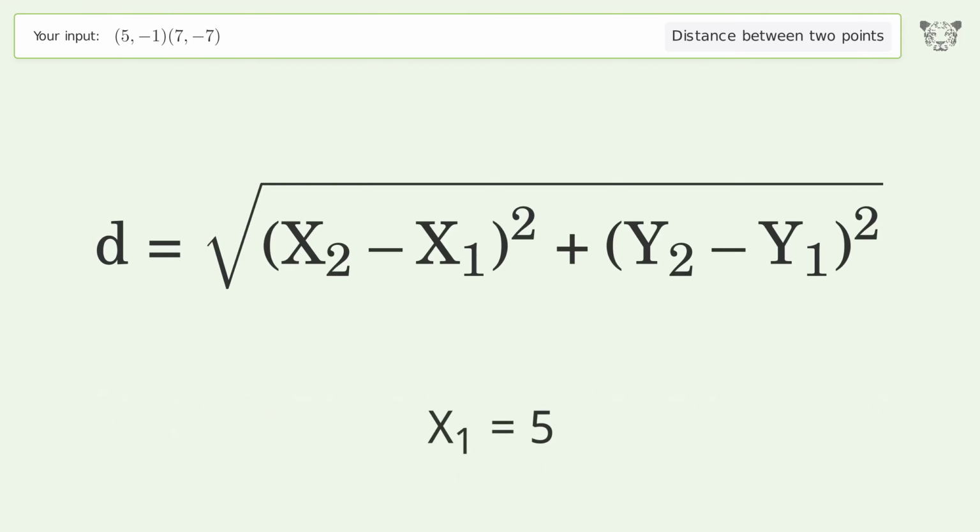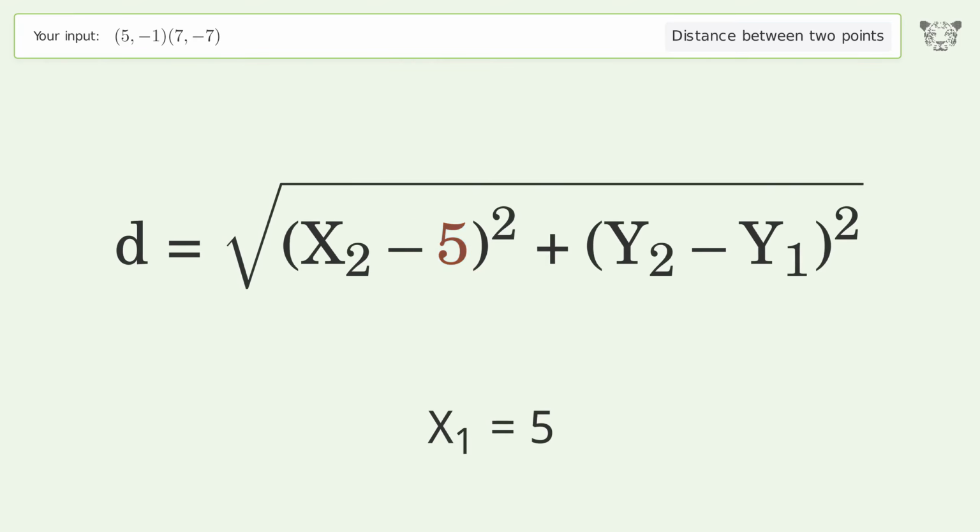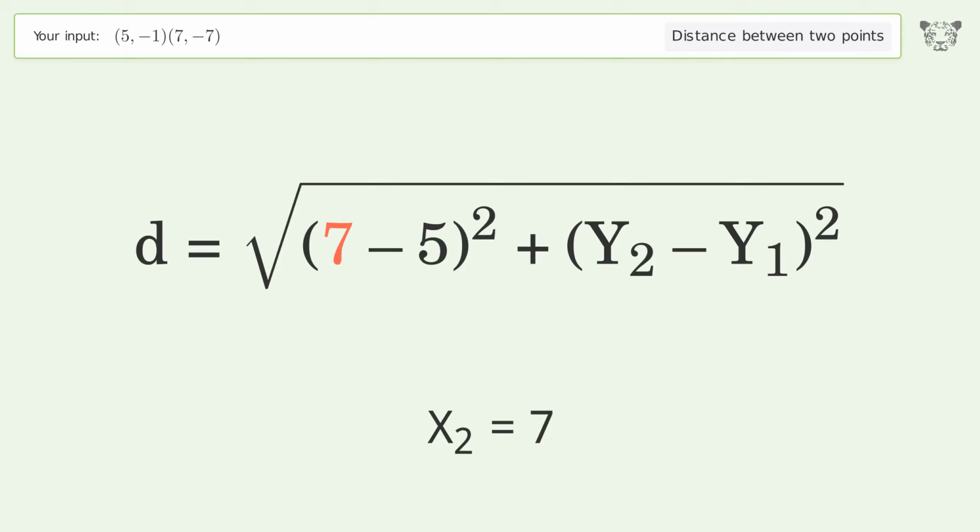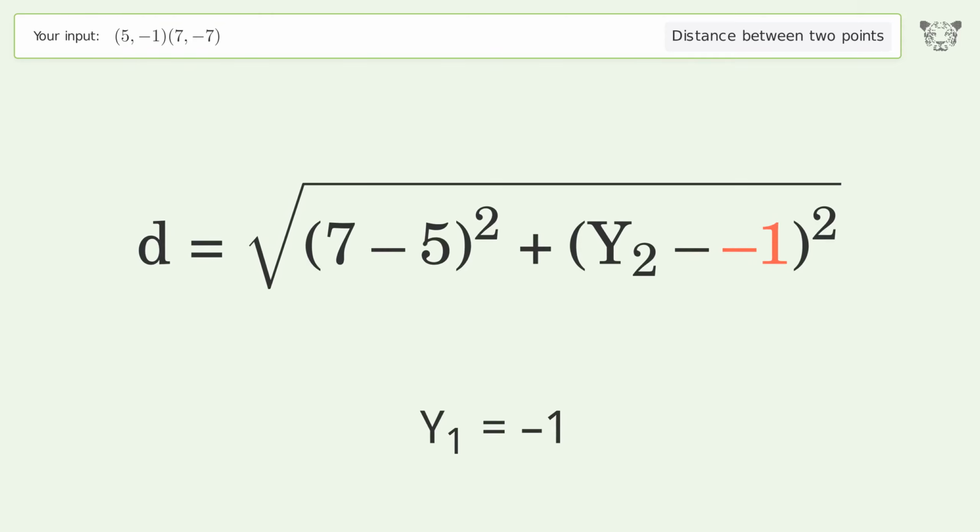x1 equals 5. x2 equals 7. y1 equals -1. y2 equals -7.